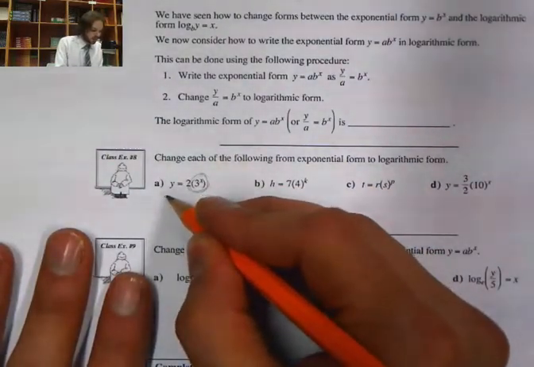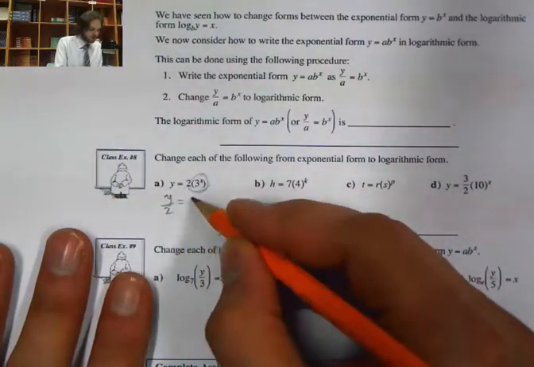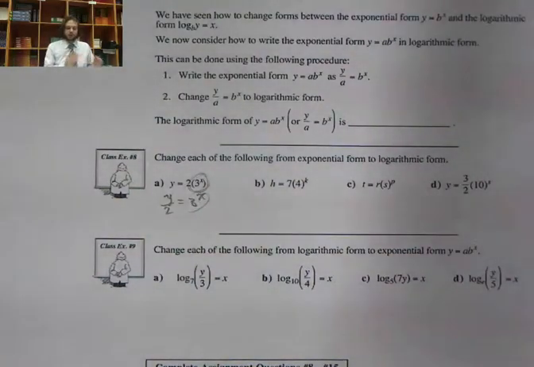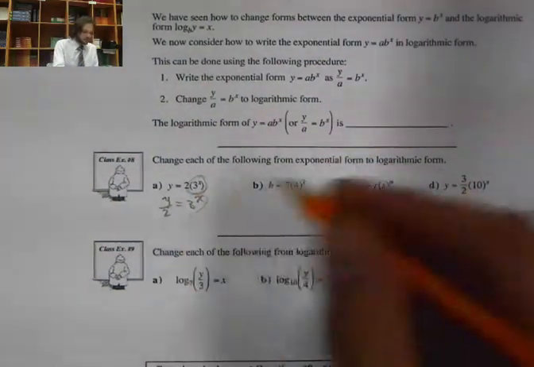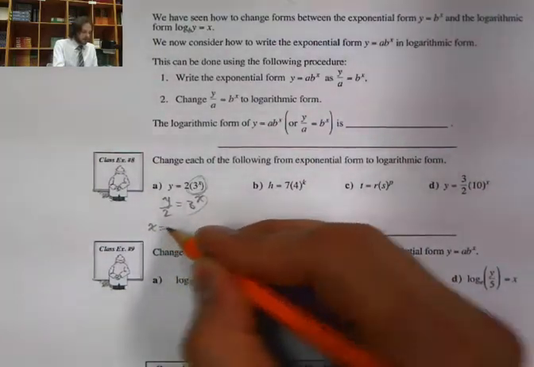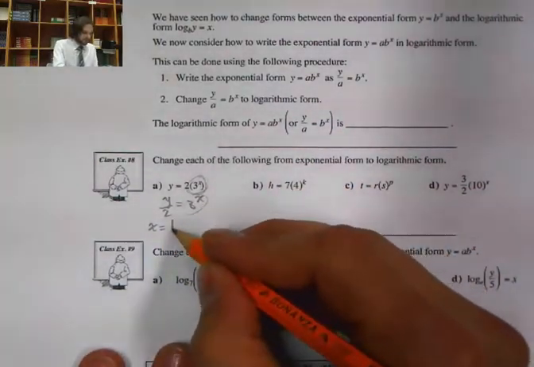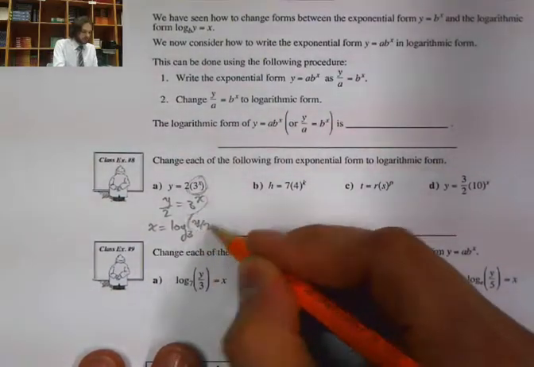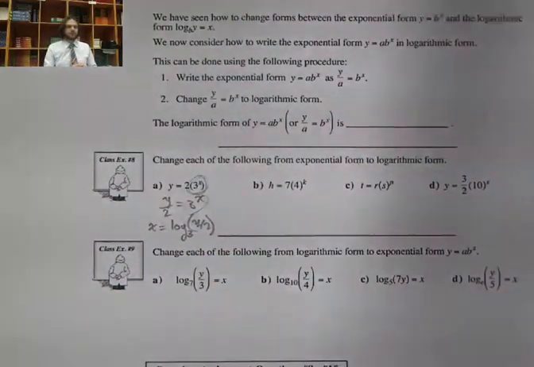So we have y over 2 is equal to 3 to the x. There we go. Now we have my exponent variable isolated as best I can. Now I'm going to log both sides. So I get x is equal to log base 3 of y divided by 2. That's it. Let's take a look at the next one.